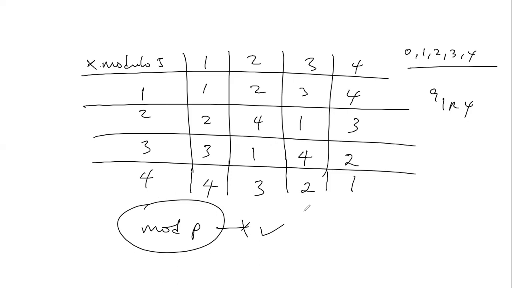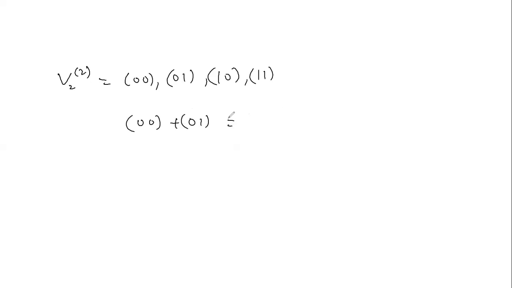Now, if we also recall the vector space, the binary vector 2, where we have the elements 0 0, 0 1, 1 0, and 1 1. If, for instance, we perform addition, 0 0 plus 0 1, that will give us what? That's 0 plus 0, 0. Then 0 plus 1, 1. So that will give us 0 1.